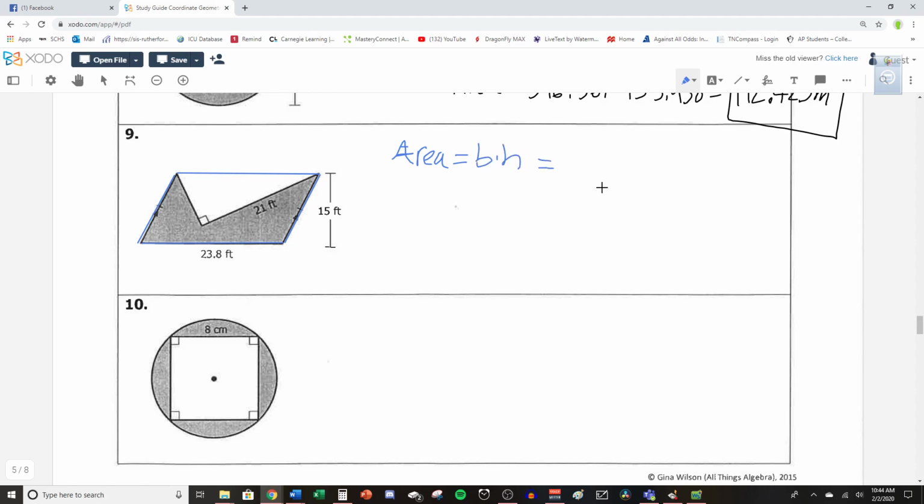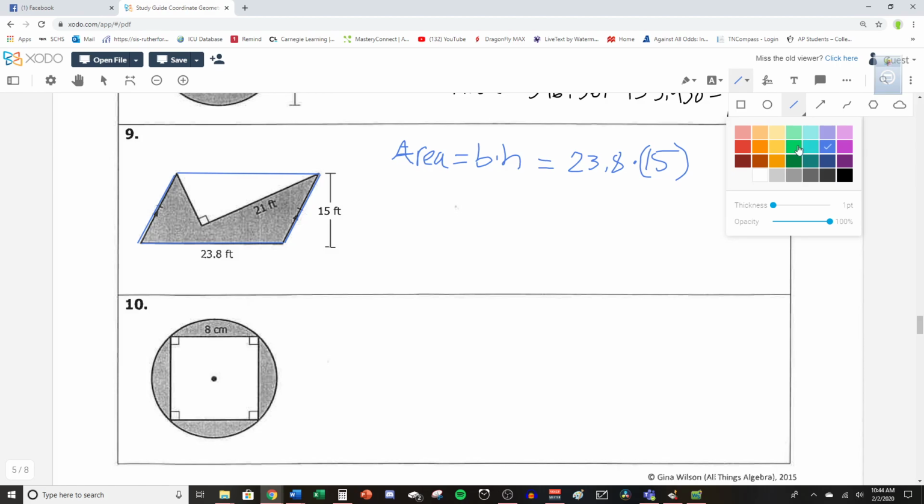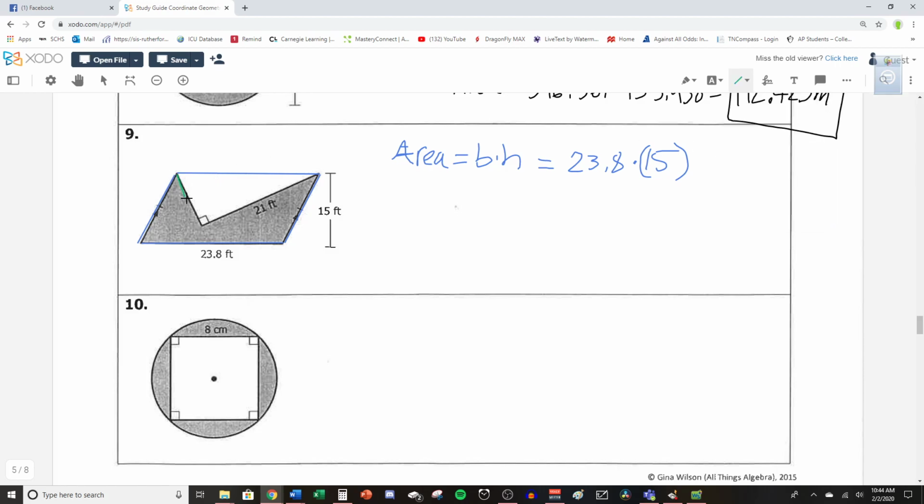The base is 23.8 times the height of 15. I'll just put that in parentheses. So I know I need that. Now the gray region is that area, the blue one, taking away this triangle here. So let's give the triangle a color. Let's do green. So from here to here to here to here. And so the area of a triangle is 1/2 base times height.